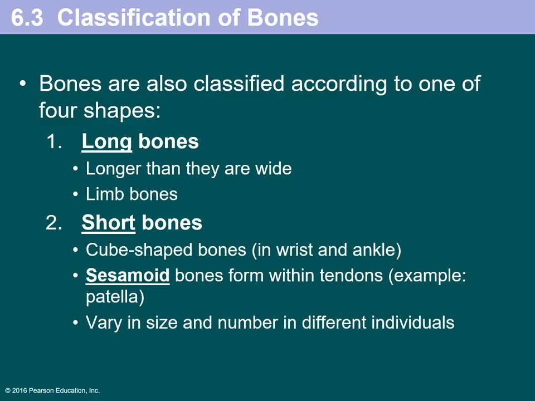You have long bones. As the name implies, they're longer than they are wide. This is typically found in your arms and your legs. Short bones, found in the wrist and the ankle. Now, some books will consider a 5th group by itself, which is the sesamoid bones. This book puts it as a subgroup of the short bones. Sesamoid bones are always going to be found within tendons. The classic example is your patella, which is your kneecap.